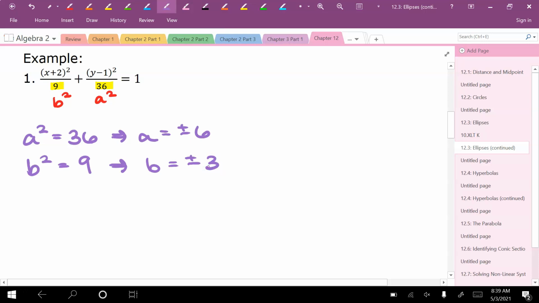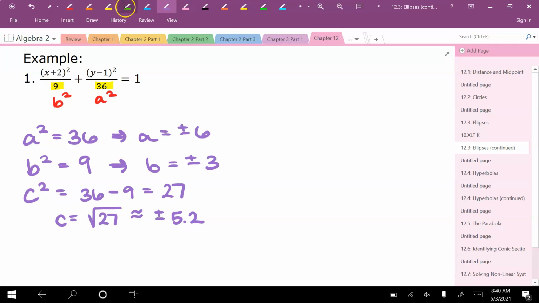Okay, I'm going to find c squared really quick. So I'm going to do my a squared minus b squared. So that would be 36 minus 9, which is 27. And then we're going to square root that to find c. The square root of 27, so we'll have to round. It's about 5.2, so plus or minus 5.2.